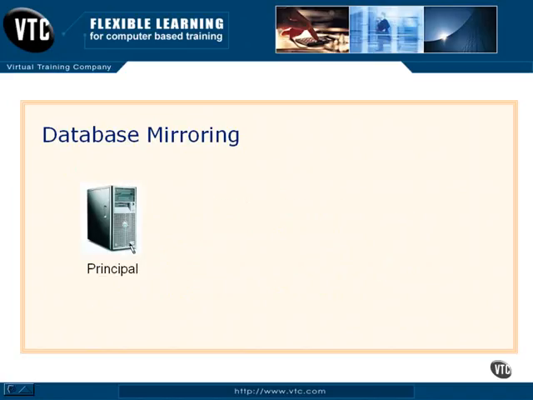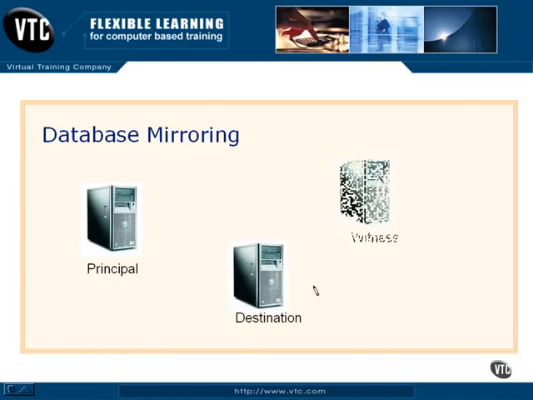If we've got a principal server out here that has our production database on it, and we want to mirror this, well, we're going to set up a destination or a mirror server, and then we're going to set up a witness server. Now what's going to happen is we are automatically going to pump transaction log updates onto the database on the destination server. So the first step, we're going to copy the database over, then we're going to constantly do log shipping and send our transaction logs over here.